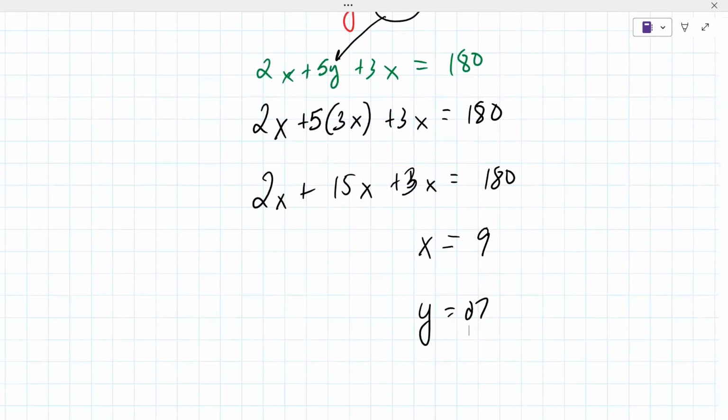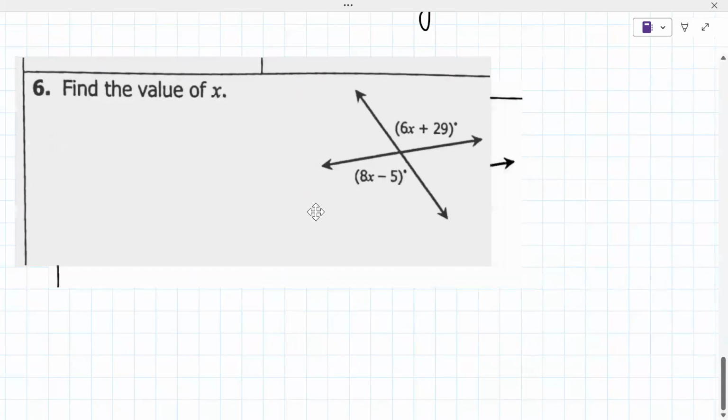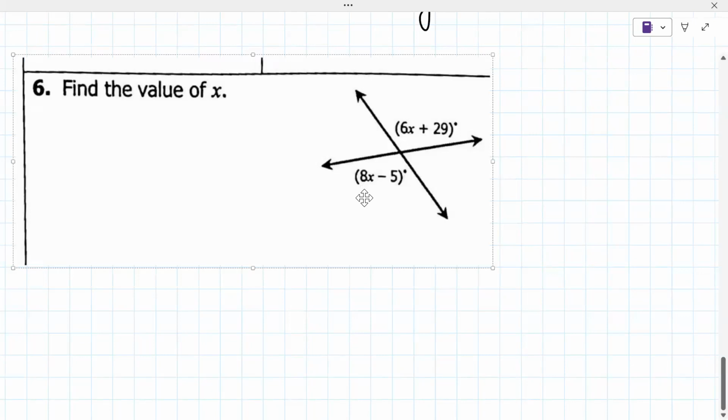Okay, so let's try one or two more. I don't know if we've done these, but why not do a few more of them? We're working on your solving equations. What type of angles are these here, when they meet at an x? Vertical angles. Are they congruent or do they add up to something? Congruent. So these are congruent, so set them equal and solve for x.